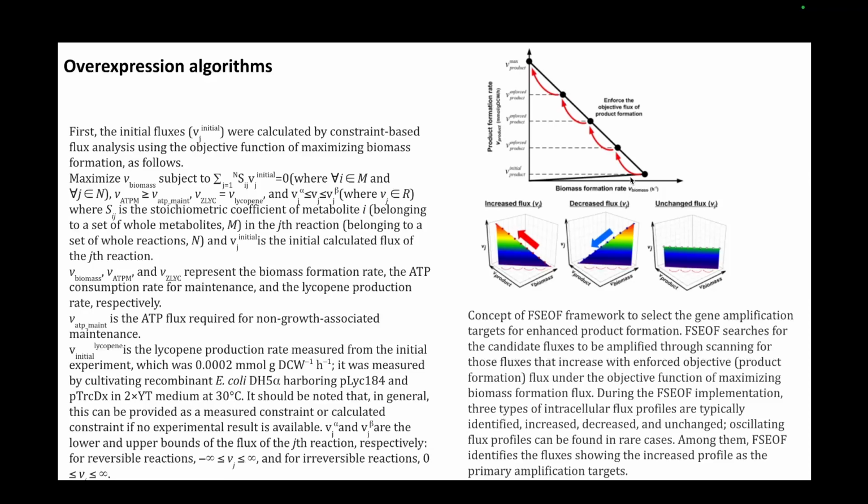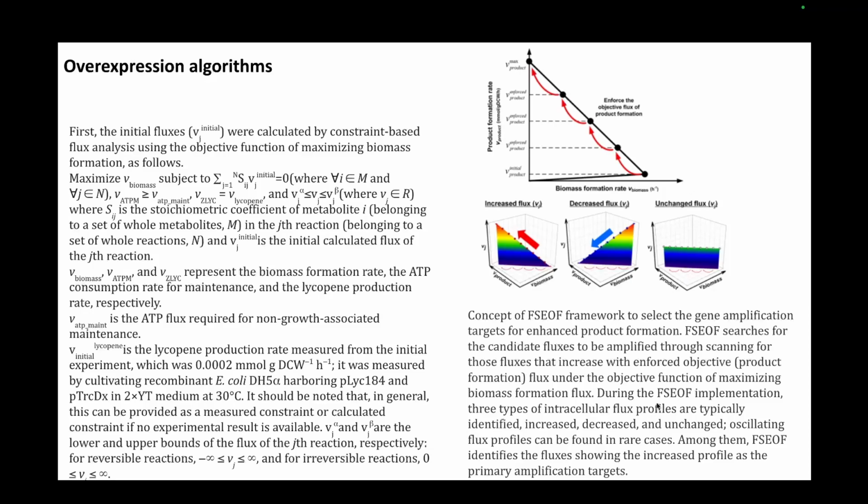So what is happening is, this is your initial product. You're trying to enforce the objective flux of the product formation and trying to increase it to the Vmax. What you're trying to check is basically how your biomass formation is increasing or decreasing. So this is how overexpression algorithms work. You have a certain initial product and an initial expression, and then you enforce the objective flux of the product formation. So this is your constant. You're increasing your objective flux for the product formation and checking for decreased, increased, or unchanged flux. And using the biomass, you're trying to maximize some objective function.